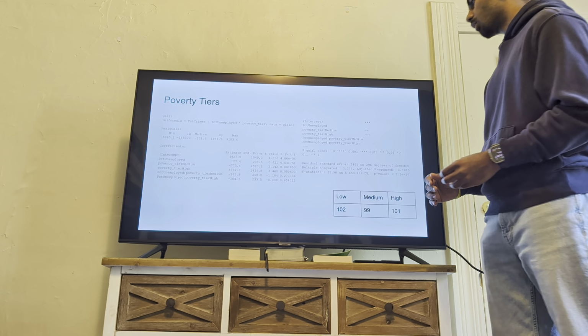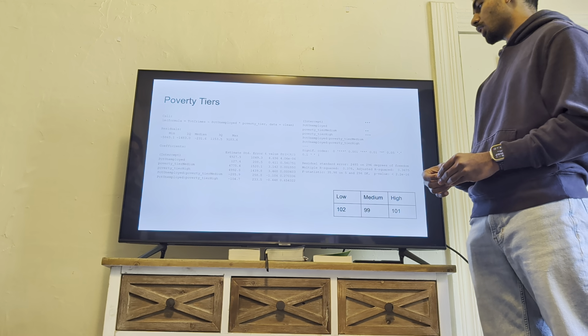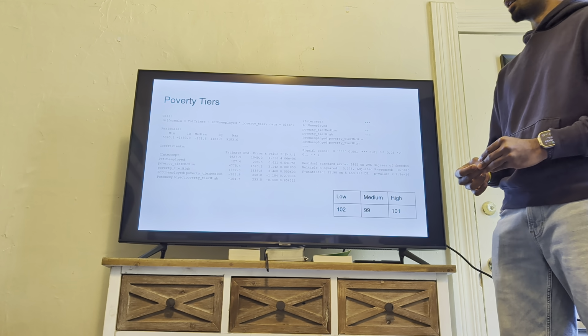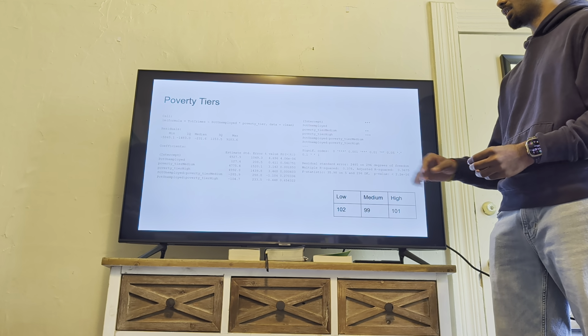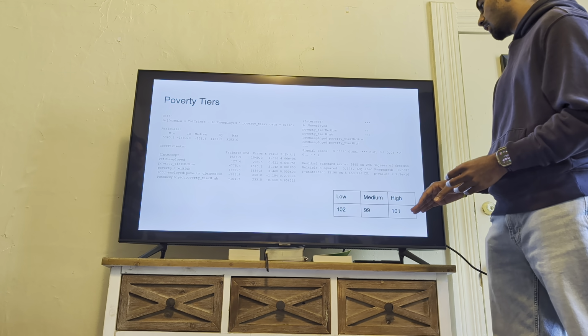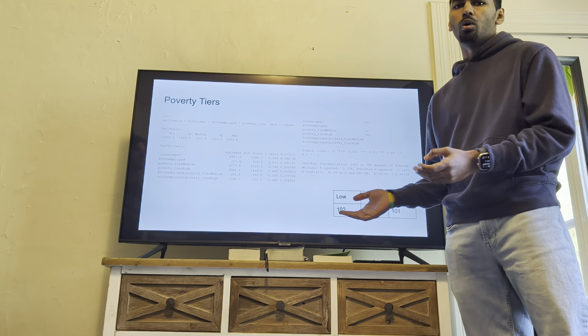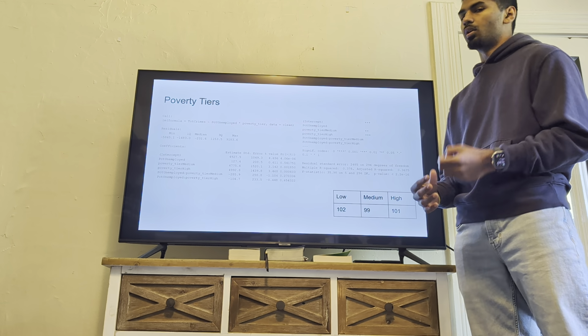So along with that, we have an R-squared value of 0.378, which means that the variability in total crimes can be explained at 37.8% by these variables. And this is our model for identifying total crimes by a continuous variable and the poverty tiers.